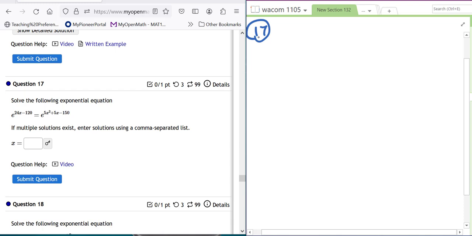Yeah, I think you get some quadratics in these, so we better do a little bit. So we have e to the 24x minus 120 equals 5x squared. Whoops.